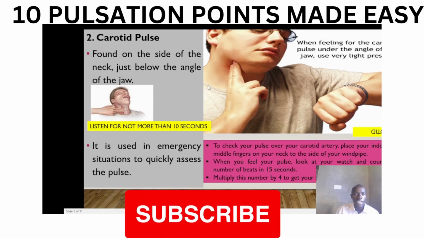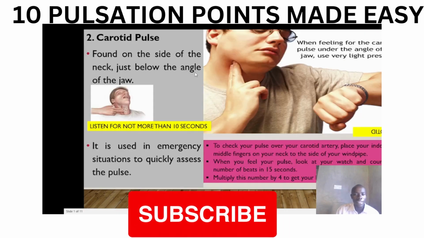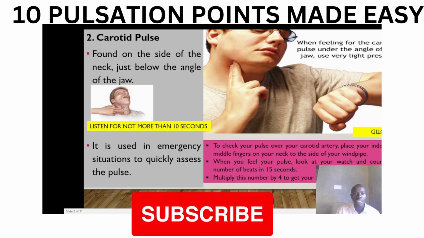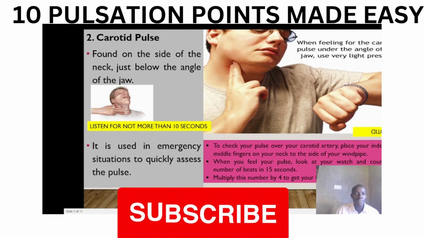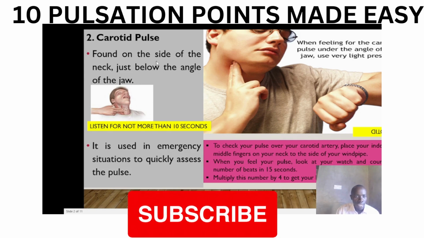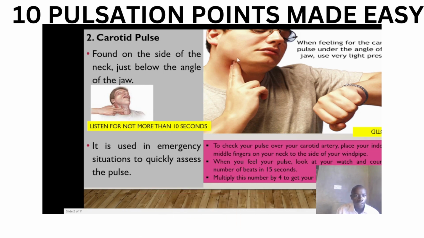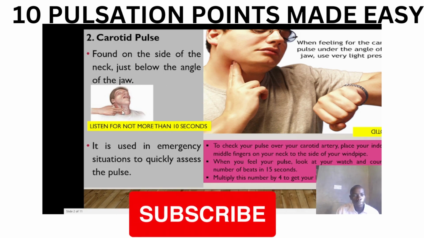Number 2 is the carotid pulse. Guys, the carotid pulse is what we normally use to assess in adult patients, okay, in case of an emergency. So it's found on the side of the neck just below the angle of the jaw. The angle of the jaw is here, guys. The angle of the jaw is here, okay? The angle of the jaw is here. So this is how we do palpate again.